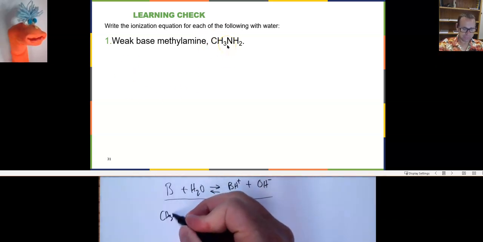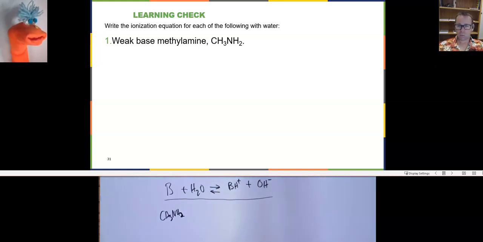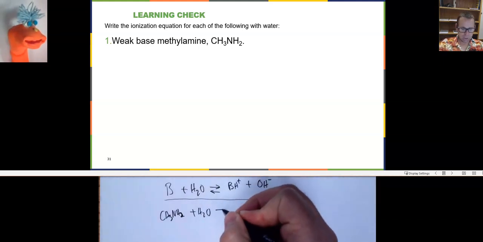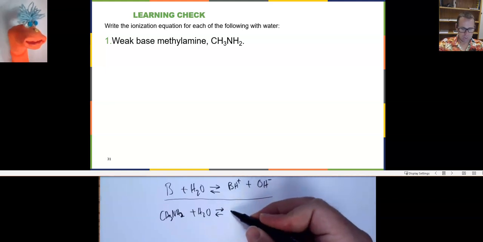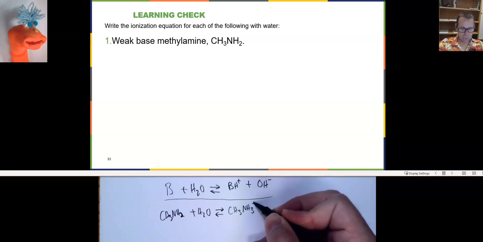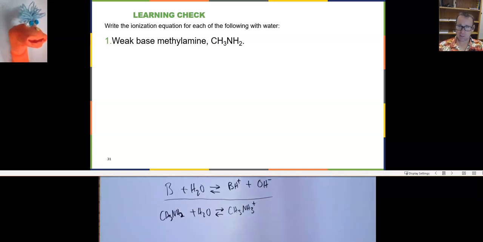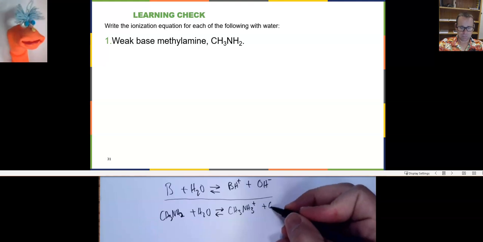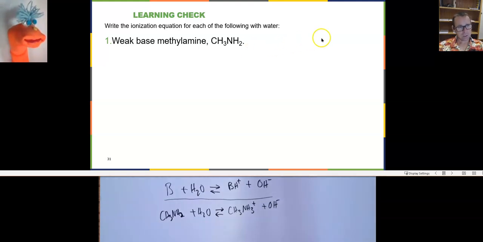So if we want to follow this weak base pattern for methylamine, CH3NH2 would be our weak base. So what's it going to do? Take a proton from water? That's right. It's going to interact with water and take a proton. So I'm going to write CH3NH3, and I have to make sure I put on a plus because it didn't take the electrons, it just took the proton. So it has that positive charge now. And then what's left over? The hydroxide ion. Very good. So that's how methylamine will act like a base.